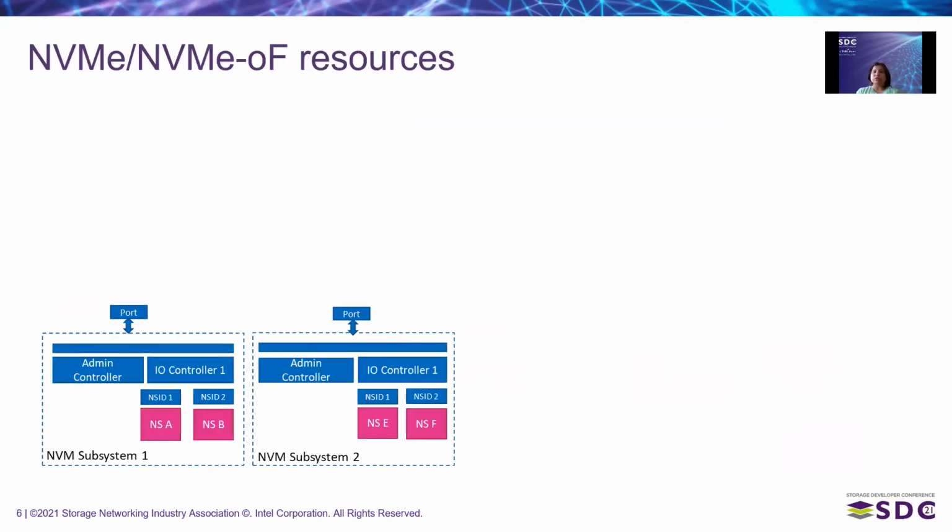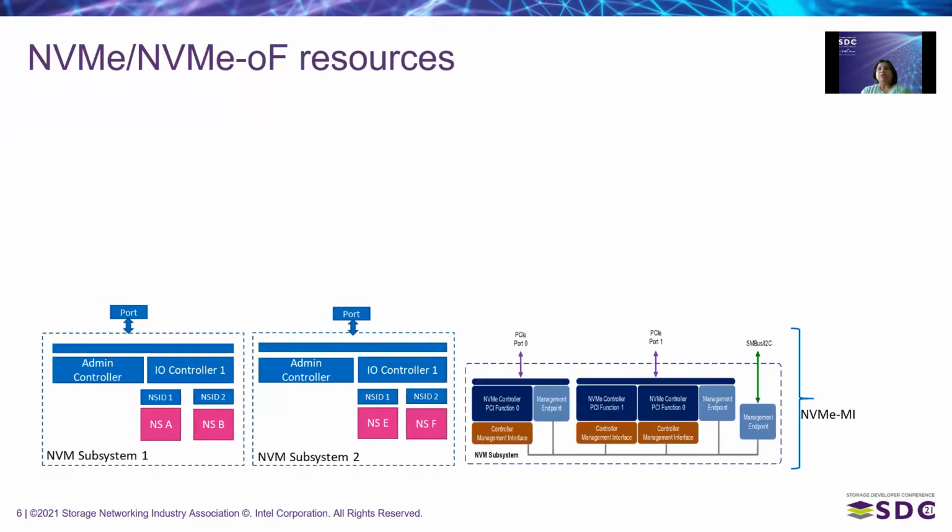The diagram here shows two NVM subsystems. Let us call them underlying subsystems. The resources here would be the namespaces, the I/O controllers, the ports, the subsystem itself, etc. The diagram on the right shows the layout of the components for the management of these resources via a management controller. The NVMe MI spec specifies the architecture and commands for the management of these underlying resources. We can see there is a management controller interface, a management endpoint, and an SMBus interface through which the management commands are communicated.